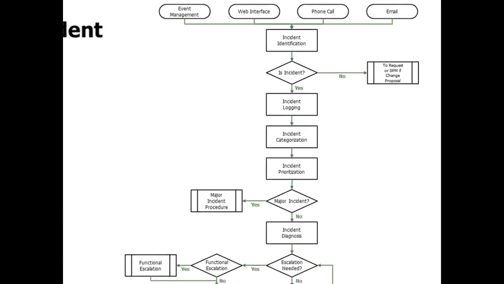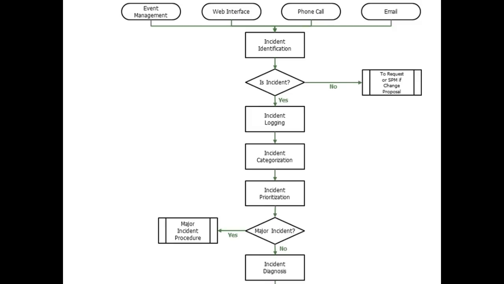If we look at the top, we can see that incidents can be triggered by events, by a web interface, by a phone call to a service desk, or an email. It's then up to the IT service provider to identify that an incident has occurred. If it hasn't occurred, then perhaps it goes to the service portfolio management process if it's a change proposal, or request fulfillment if it's just a user that needs to request a service.